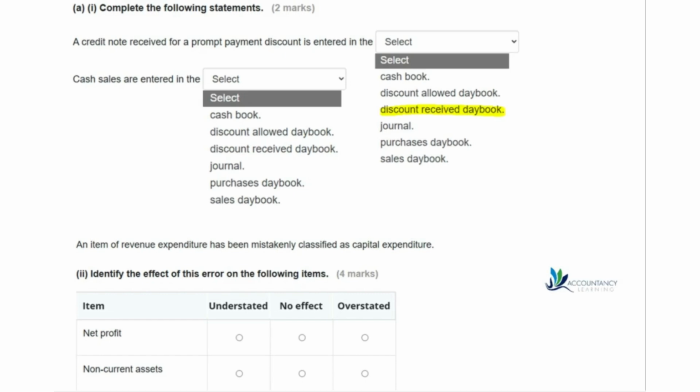Cash sales are entered in... so these are going to be transactions that happen, people pay at the time of the transaction, they're going to go into our cash book.